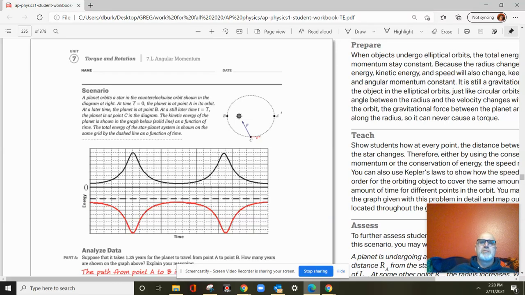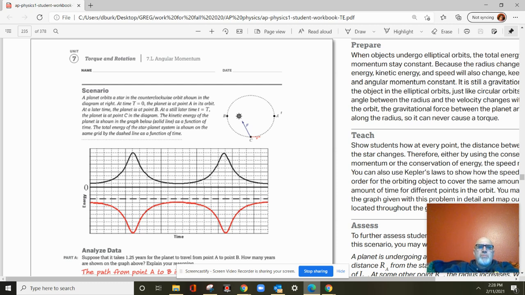Right, 7L angular momentum. A planet orbits a star in the counterclockwise orbit shown in the diagram at right. The planet is at point A, and then later that same year, it's at point B, and later that same year, it's at point C. We're going to call that time capital T.